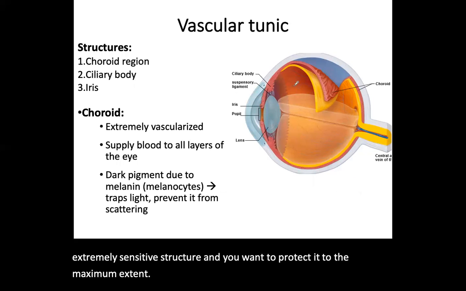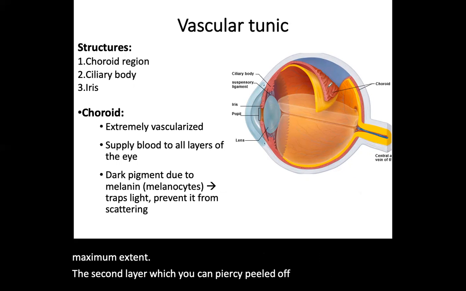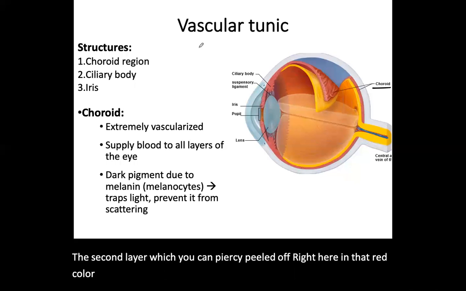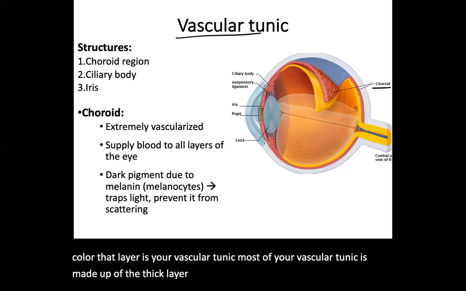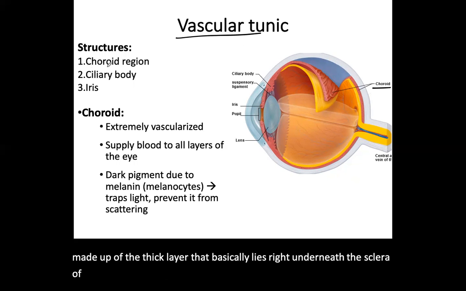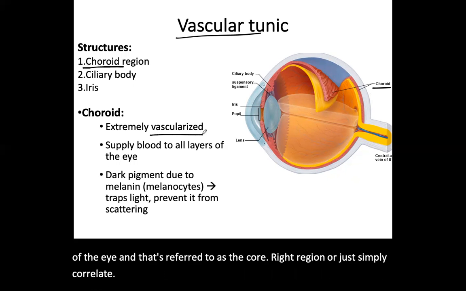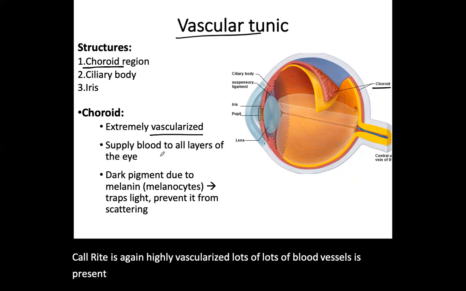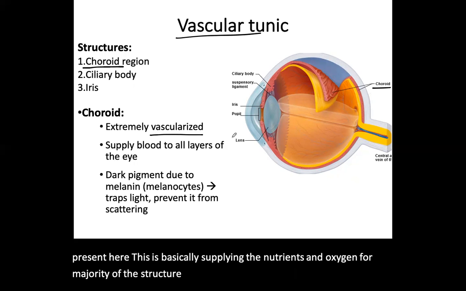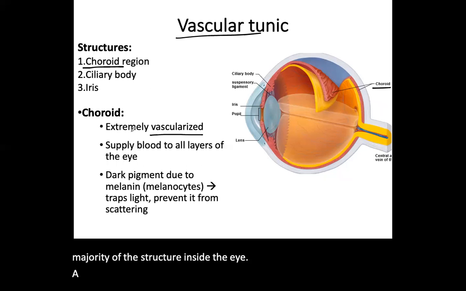The second layer, which you can see peeled off right here in red, is your vascular tunic. Most of your vascular tunic is made up of the thick layer that lies right underneath the sclera of the eye, referred to as the choroid region, or simply choroid. The choroid is highly vascularized. Lots of blood vessels are present here, supplying nutrients and oxygen for the majority of the structures inside the eye. A very important characteristic of the choroid.